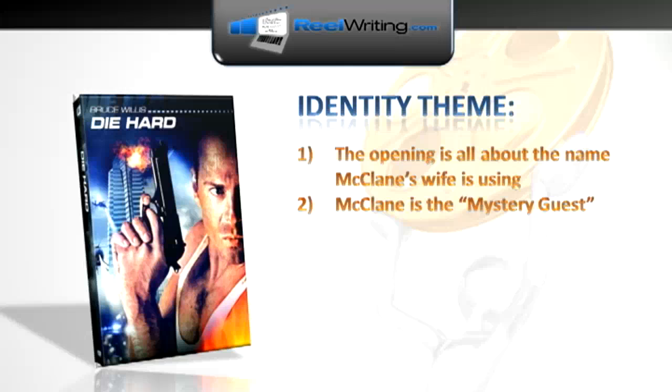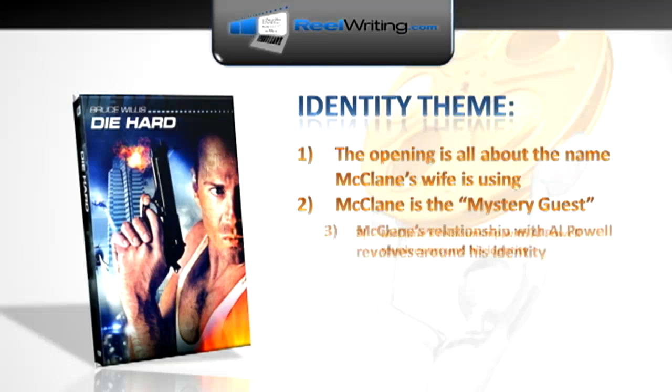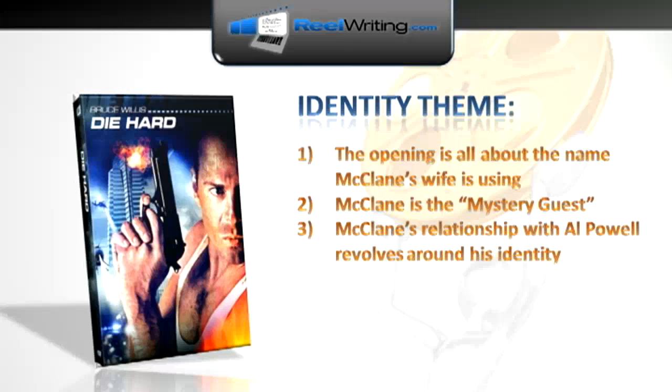But the theme goes much further than that, because what happens next? McClane alerts the police and develops a relationship with Sergeant Al Powell, who is the black cop. And most of their dialogue, as well as the dialogue between the other cops, revolves around McClane's identity. Is he a cop or is he not a cop? Is he a good guy or bad guy? They don't know who this guy, this vigilante running around the building, is.